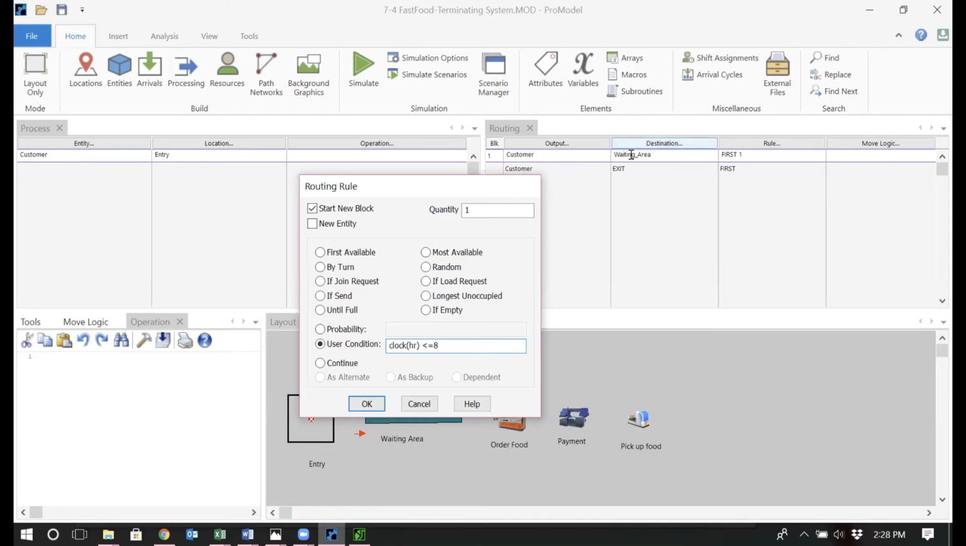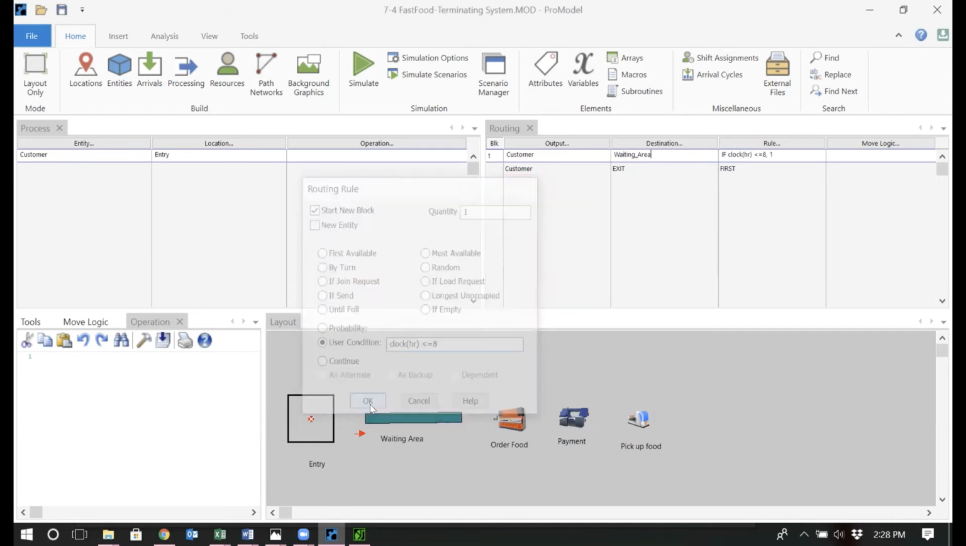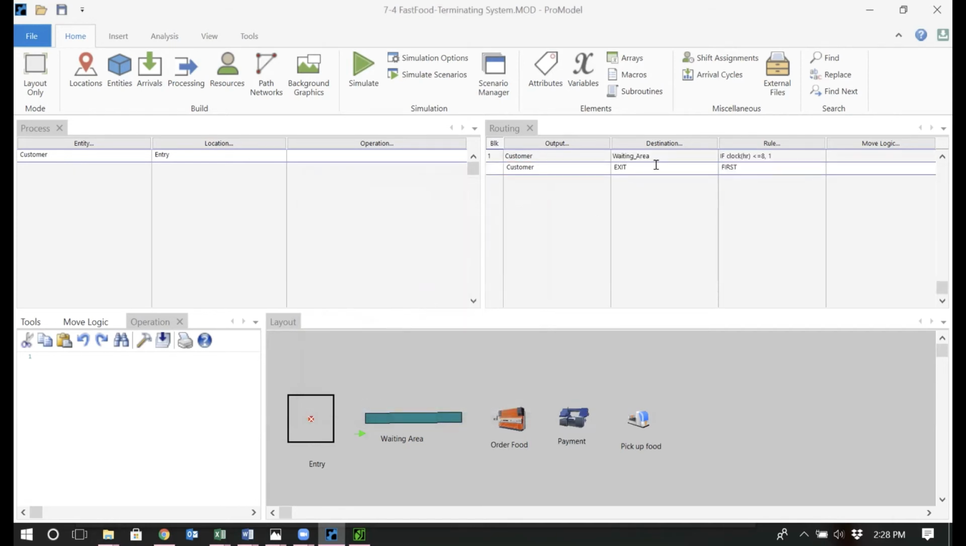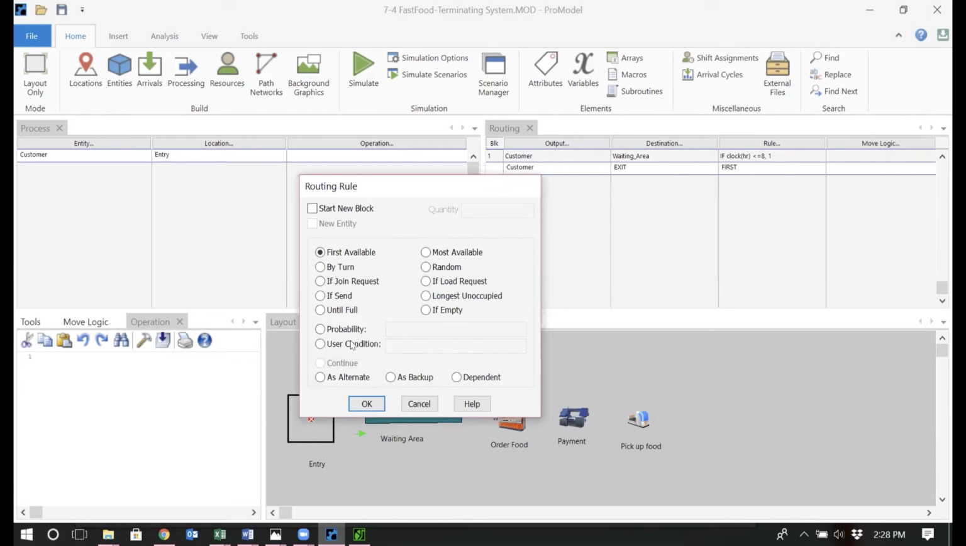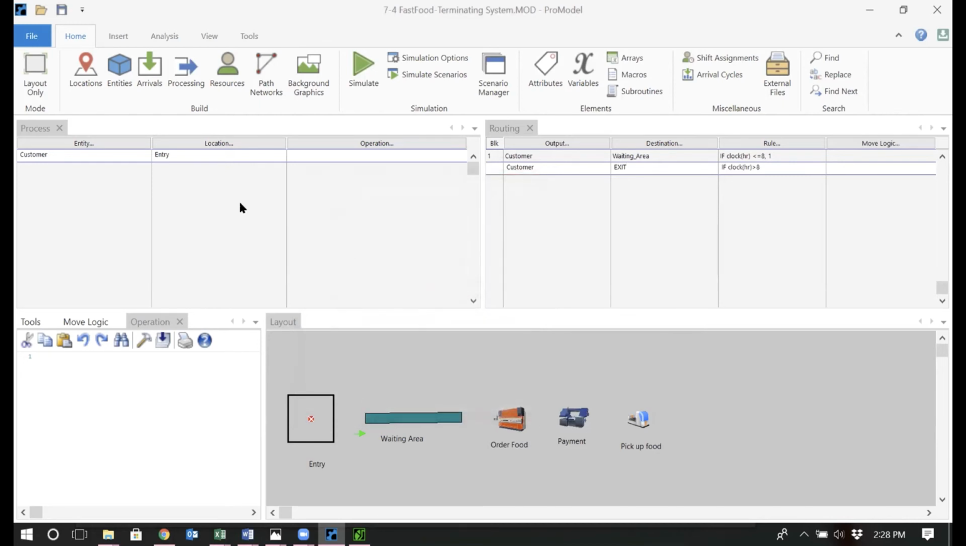Then let the customer go to this destination, the waiting area, to stand in the queue. However, what is the condition under which the customer goes to exit? If clock in hour is greater than 8. If the simulation time has passed 8 hours of simulation, that means I'm past the 8 hours of operation in the day, then I don't want to let any new customer come in, so the customer goes to exit.